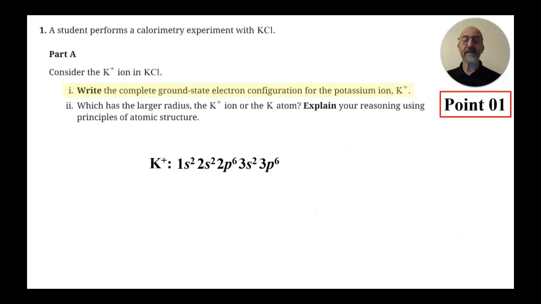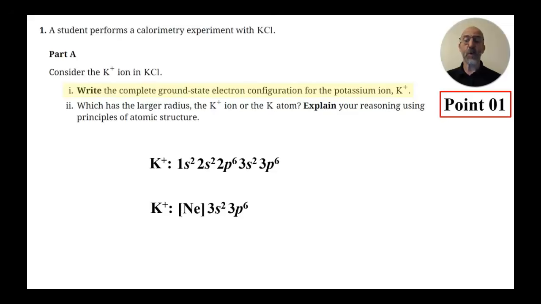3s2, and 3p6. Now, at the AP reading, it is possible that they will also accept the noble gas abbreviated version of this electron configuration, in which 1s2, 2s2, 2p6 is replaced with the element neon in brackets. And if that is accepted, then neon 3s2, 3p6 would be an alternate answer for this first point.